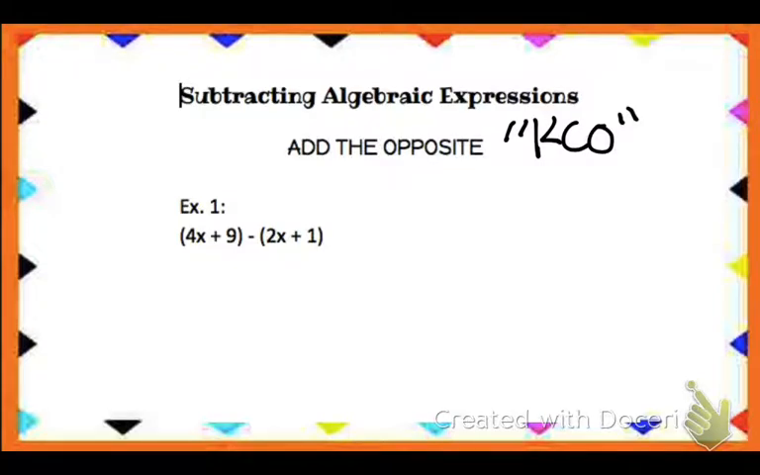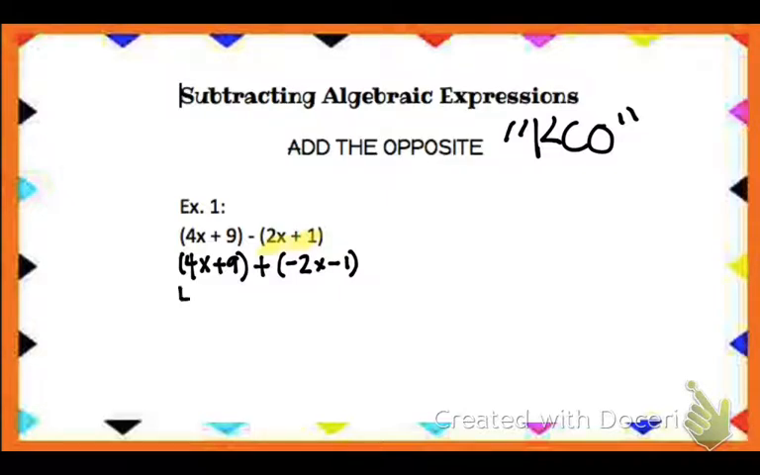So for number one, we're going to keep our 4x plus 9. We're going to change our subtraction to addition. And then for that opposite, we are going to change everything in the second expression to its opposite sign. So instead of having positive 2x plus 1, we're going to have negative 2x minus 1. And now we can add just as we did yesterday.